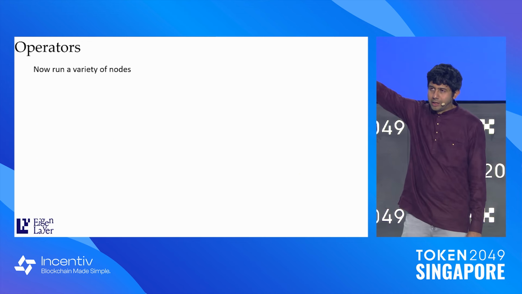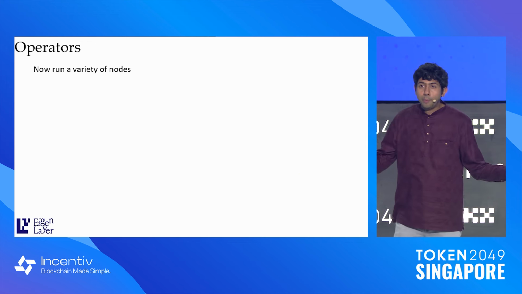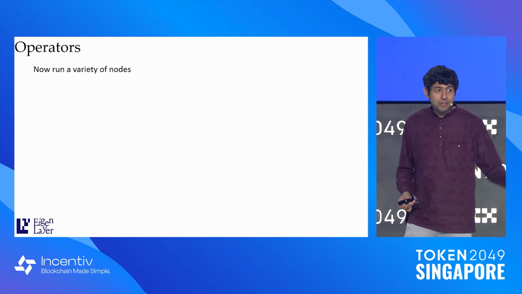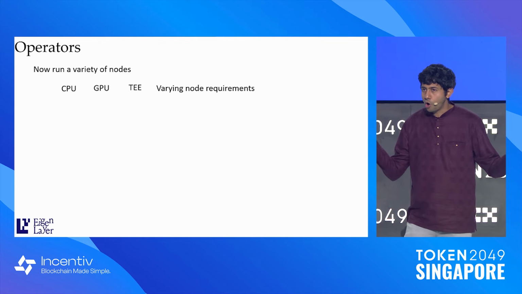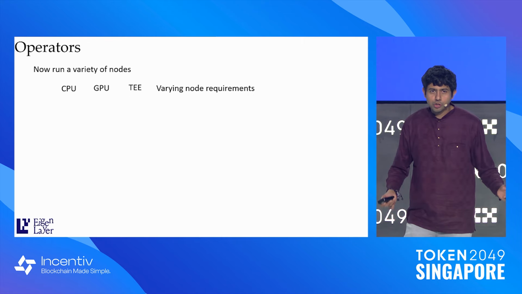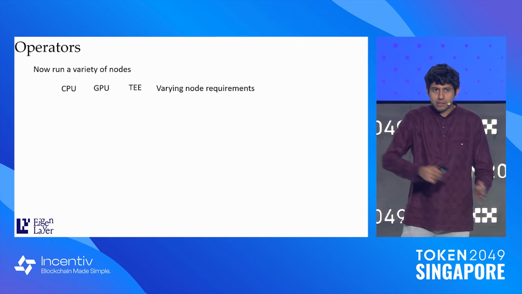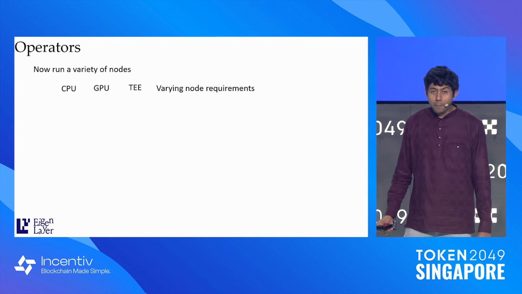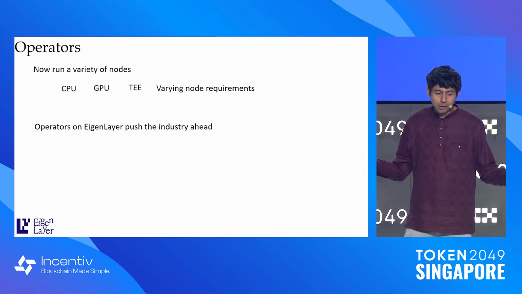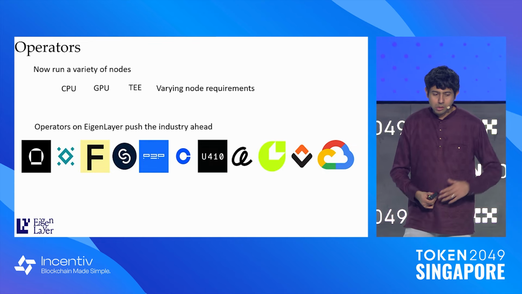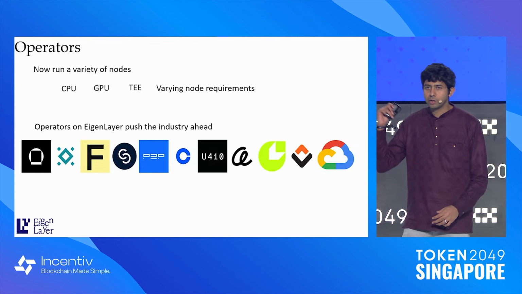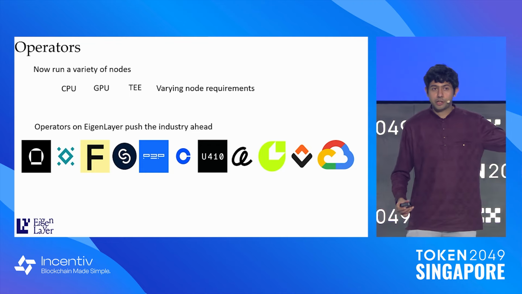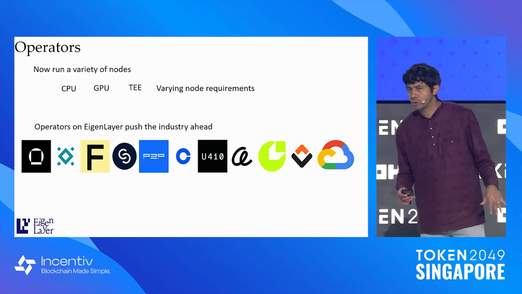Operators. So we talked about stakers, the first side. Operators can now run a variety of nodes, which means you can run CPU, you can run GPU for AI acceleration or decentralized proving, trusted execution environments. You can run it on bare metal. You can run it on all kinds of different nodes. So operators on EigenLayer, all the top operators have come together to help support us, starting from Coinbase, Figment, P2P, Google Cloud, all the top operators in the space. Really glad to have them, in addition to home stakers and operators in the Ethereum ecosystem.